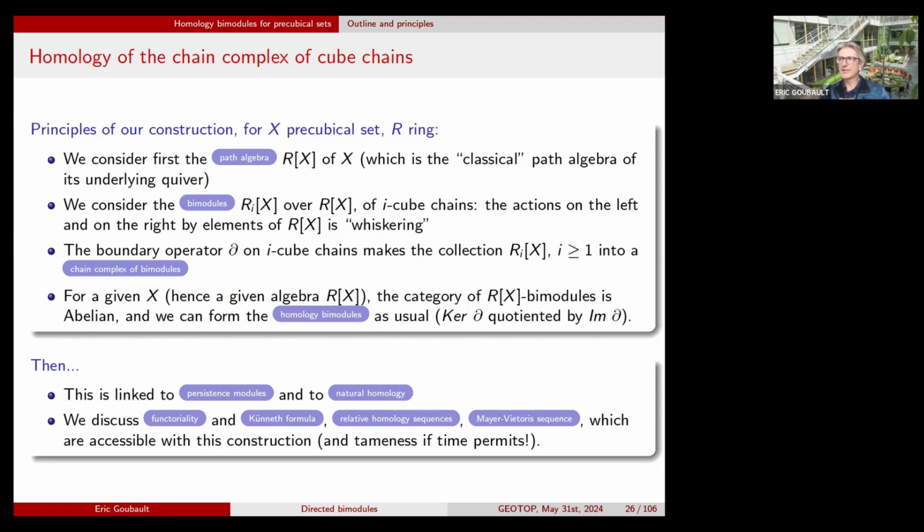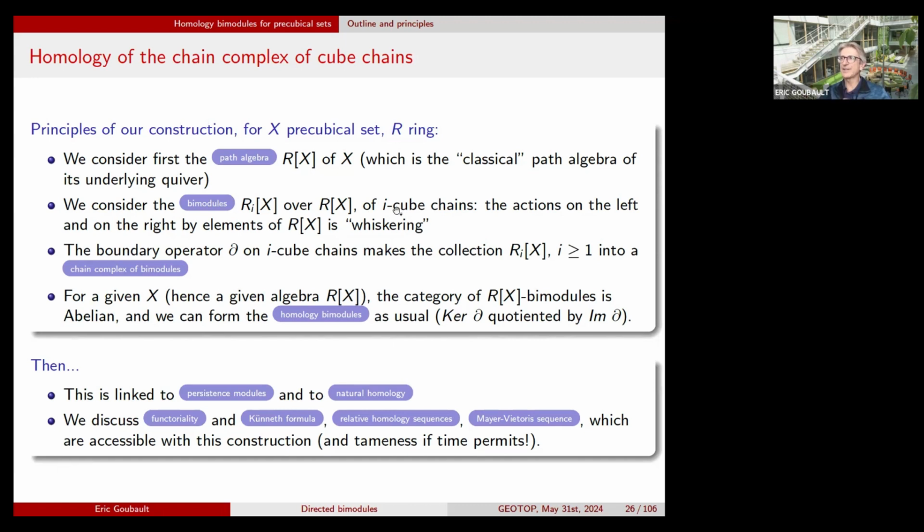But I will change that to use the path algebra as coefficient. So I will need to define the path algebra of a precubical set, which is going to be the classical path algebra of the underlying quiver. Then I'll be using these as coefficients. So I'll be defining modules or bimodules over this path algebra. And particularly I'll be interested in bimodules of cube chains of dimension I.